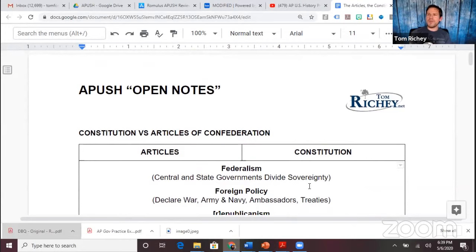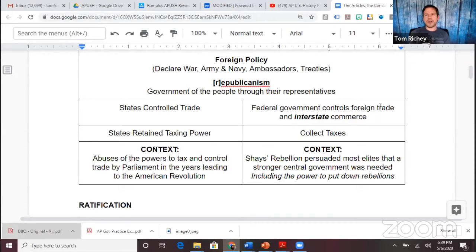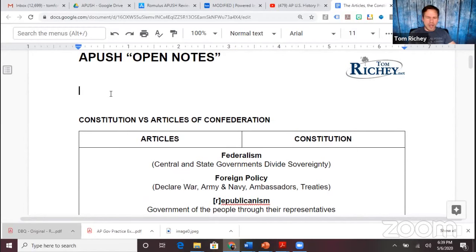Now, first of all, we see here where under the Articles, the states control trade exclusively. So whether it was interstate commerce, whether it's trade with foreign countries, every state controlled its own trade. Now, remember the context here. When we think about the context of the Articles of Confederation, we need to think about that this is in the midst of the American Revolution. So, contextualizing the Articles of Confederation.